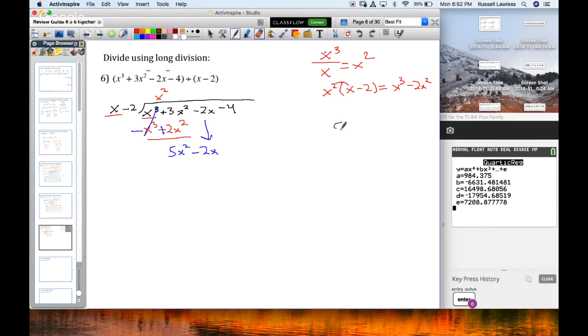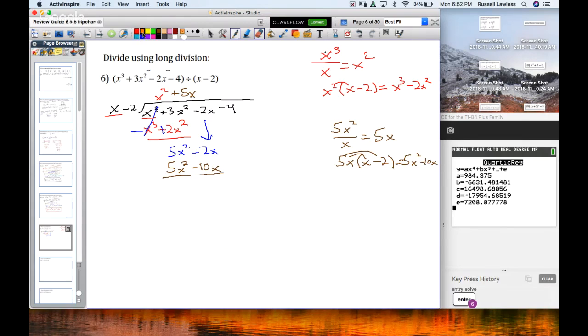So for that 5x squared, I'm going to divide it by the x. In this case, it'll give me a 5x. So that means my 5x will go up top. The reason that I keep adding it is because they're positive numbers. And so what we're going to do with that 5x is take it and distribute it to x minus 2. When we distribute, we'll get 5x squared minus 10x. So we'll put a 5x squared here, minus 10x there.